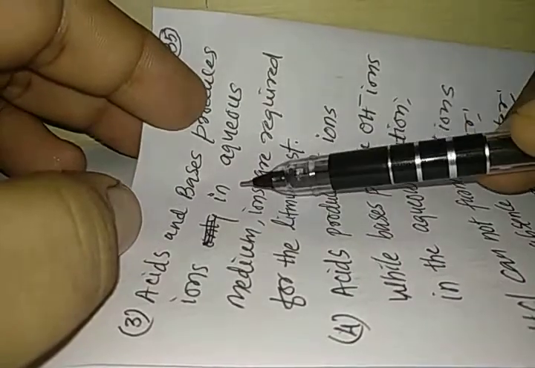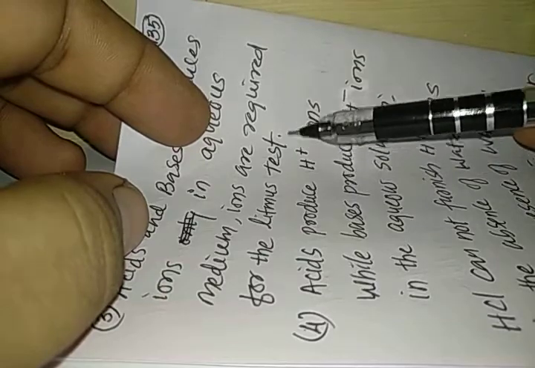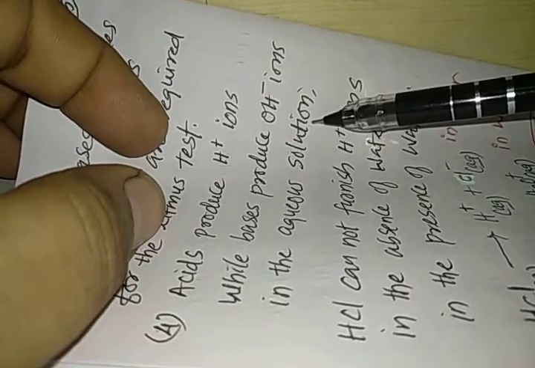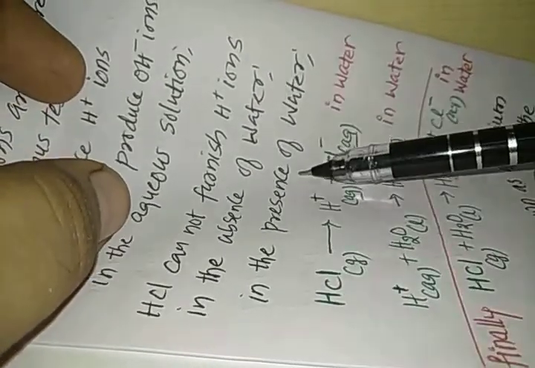So the third inference: acids and bases produce ions in aqueous medium. Ions are required for the litmus test. So the litmus test is given only in the presence of ions. Acid produces H plus ions while bases produce OH minus ions in the aqueous solution. HCl gas cannot furnish H plus ion in the absence of water. So in the presence of water, HCl produces H plus and Cl minus ions in water.